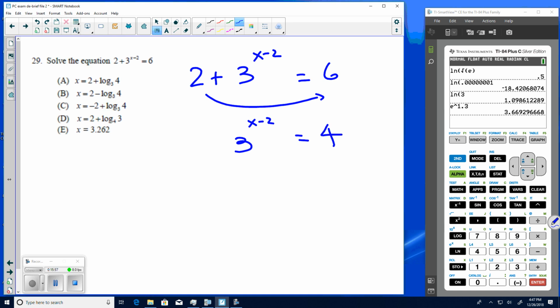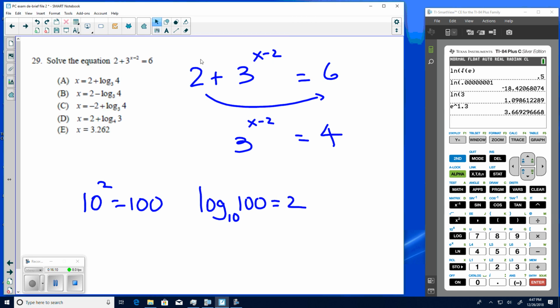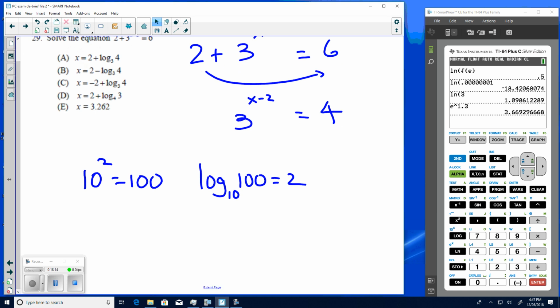This is an exponential equation. Here's my translation key again, right? 10 squared is 100. It says 10 times 10 is 100. Log base 10 of 100 is 2, says exactly the same thing. This particular equation here is, in fact, exponential. So let me take this and move it. Let's see if I can grab all of this, move it down over here. Okay, so it's exponential, and I just need to translate it.